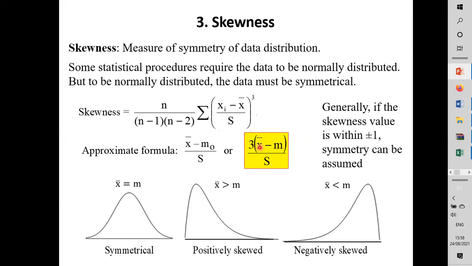30, 20. 30 minus 20? 10. 10 times 3? 30. I mean, 10. 30 divided by 5? 6. Sorry, I made a mistake. This xy is 30 and 20. How much difference? 10. Standard deviation is 5. 10 over 5? 2. 2 times 3? 6. It's correct.